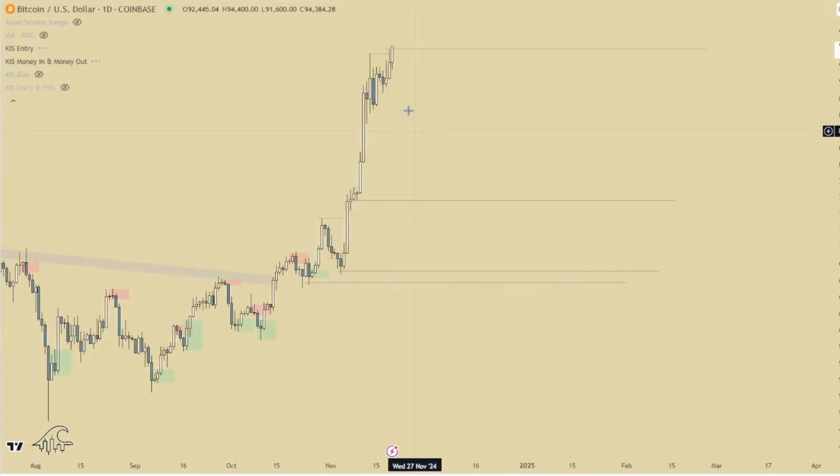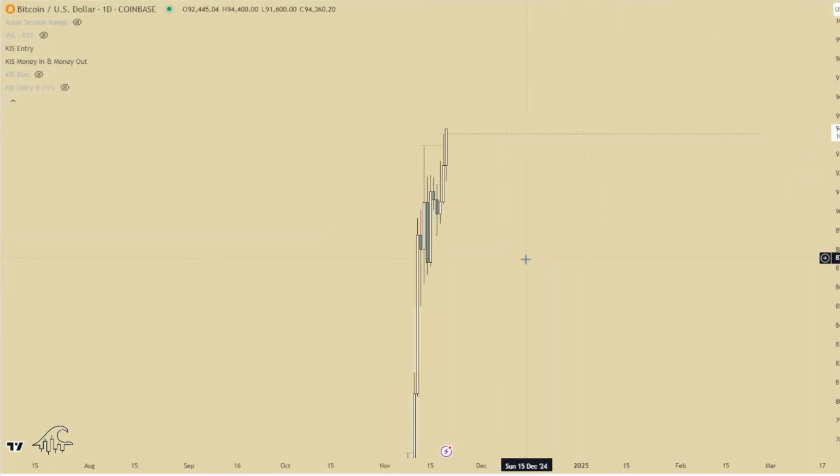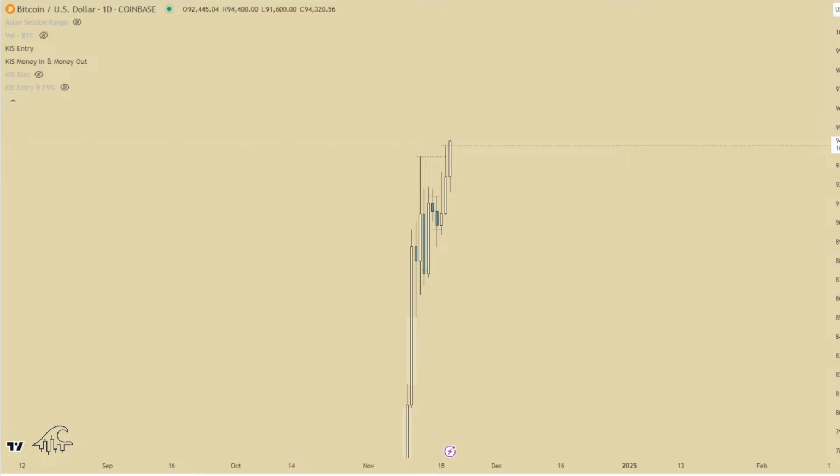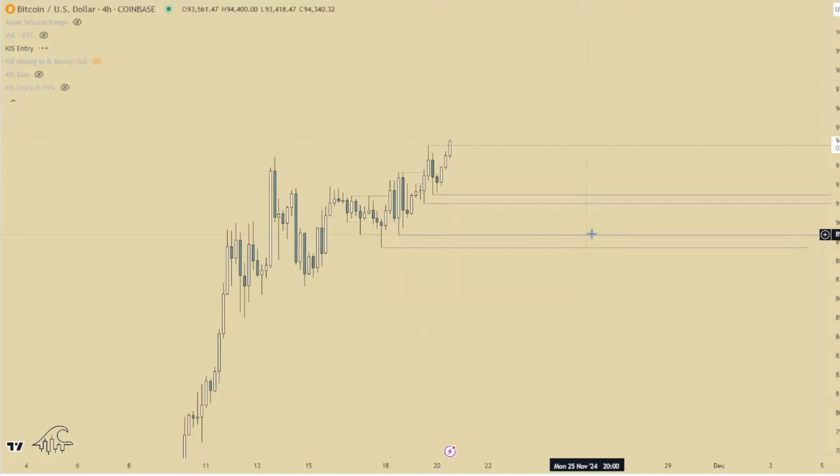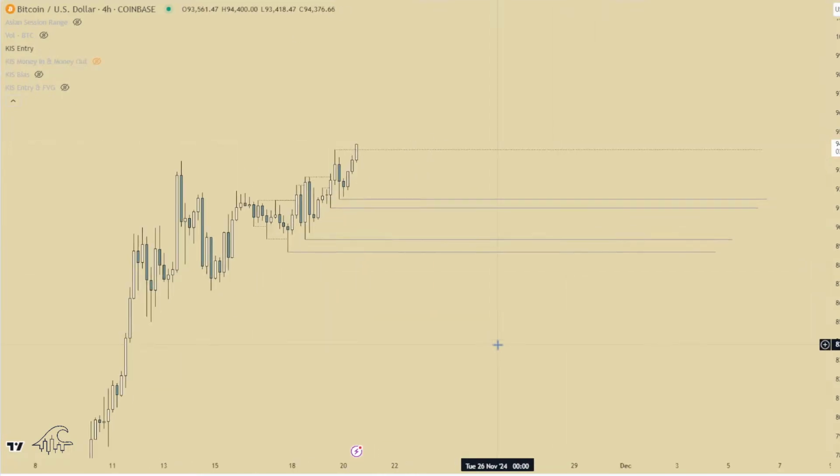Bitcoin just put in a new all-time high again. This is what I was saying earlier. Don't let the Instagram divvies tell you to go short on this pair. Do not let them tell you to do that because that is a stupid thing to do. Don't do it.